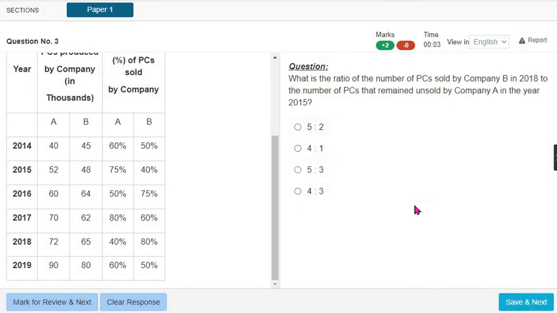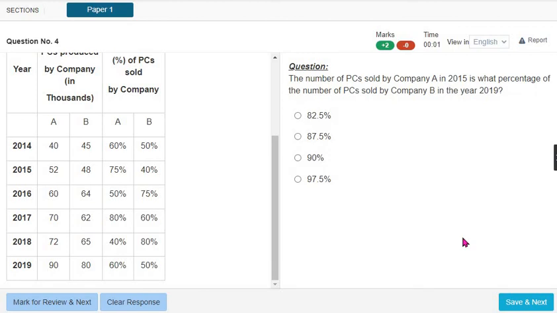So the main aim of writing the exam is to go through previous year question papers to understand the question pattern.